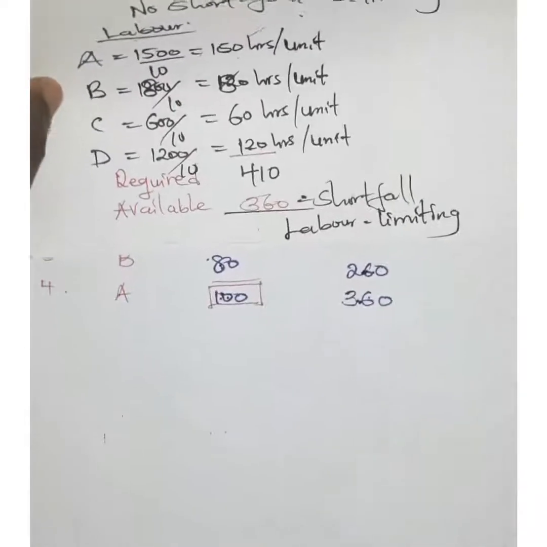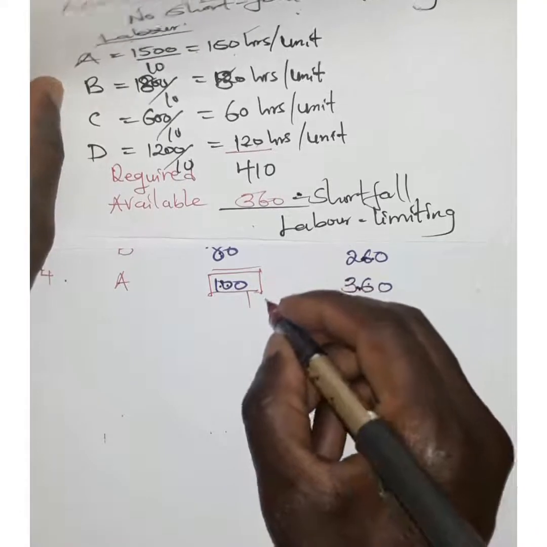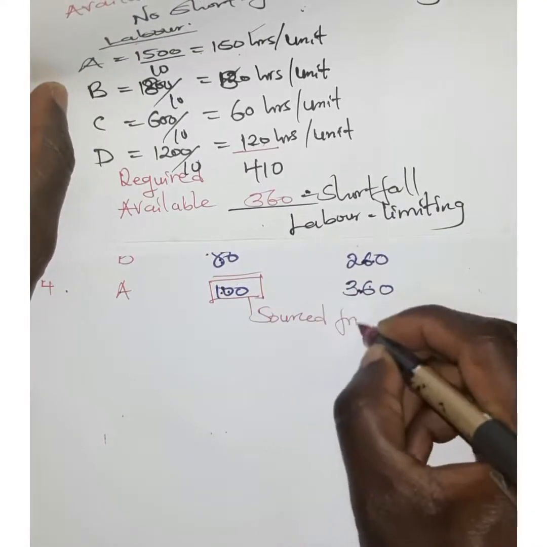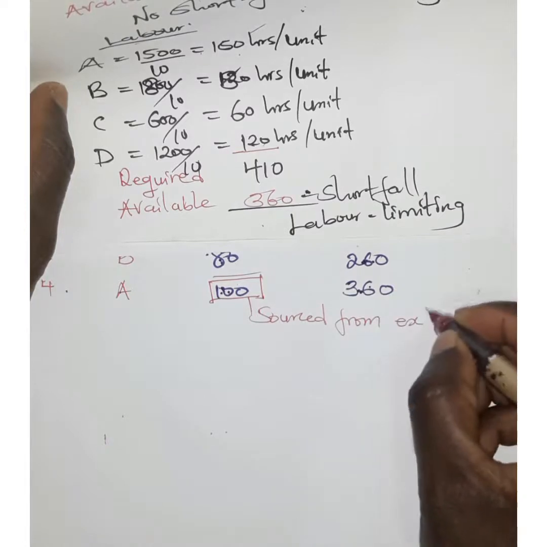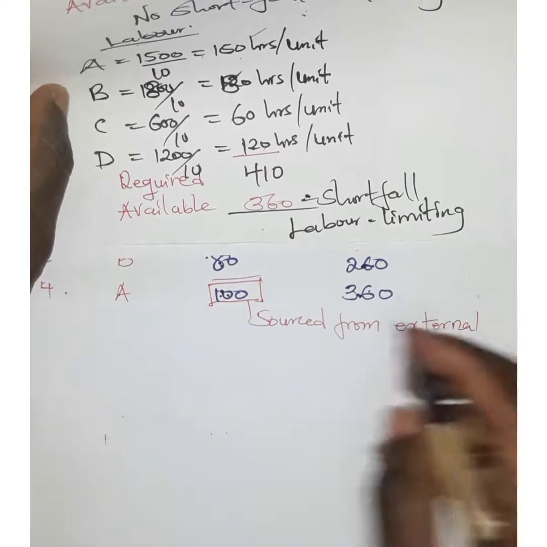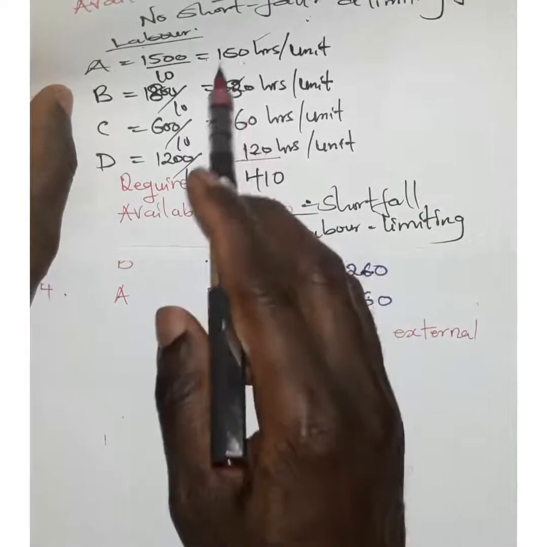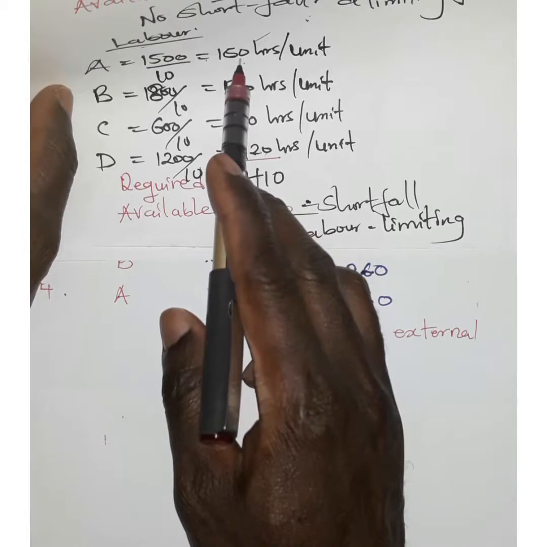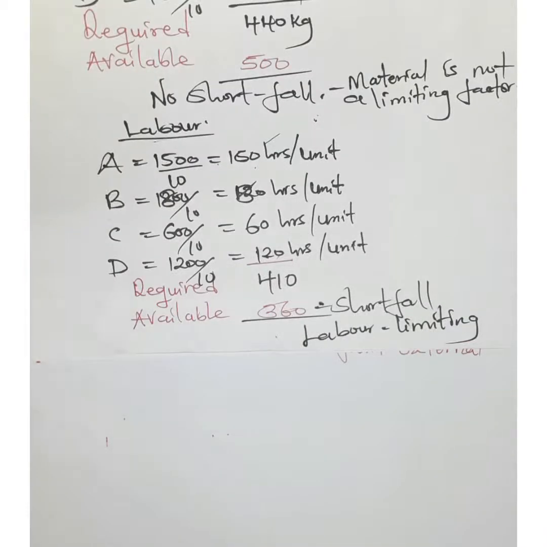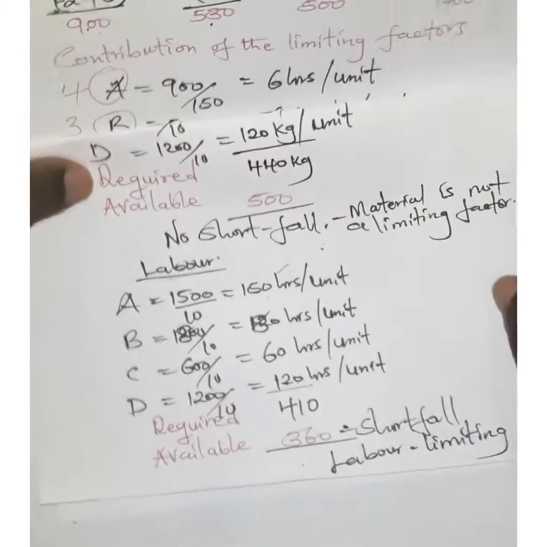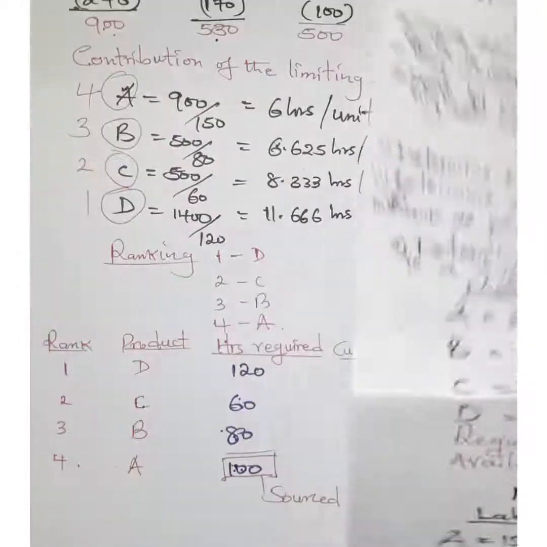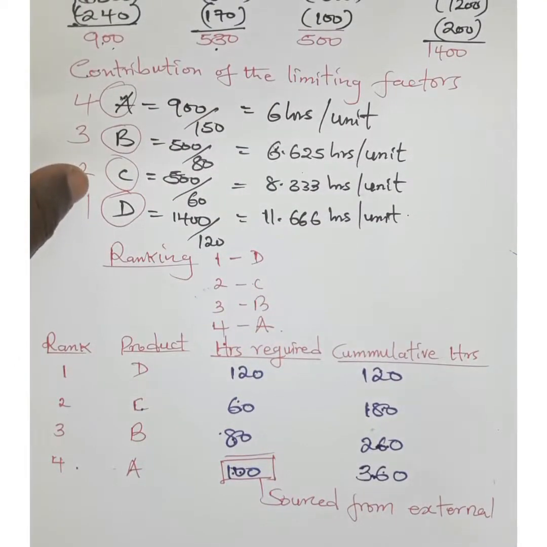And actually these 100 will be sourced from external capacity, or the excess, which is 150 minus 100, which is 50, should also be sourced from external capacity to be able to establish this particular production to run smoothly.